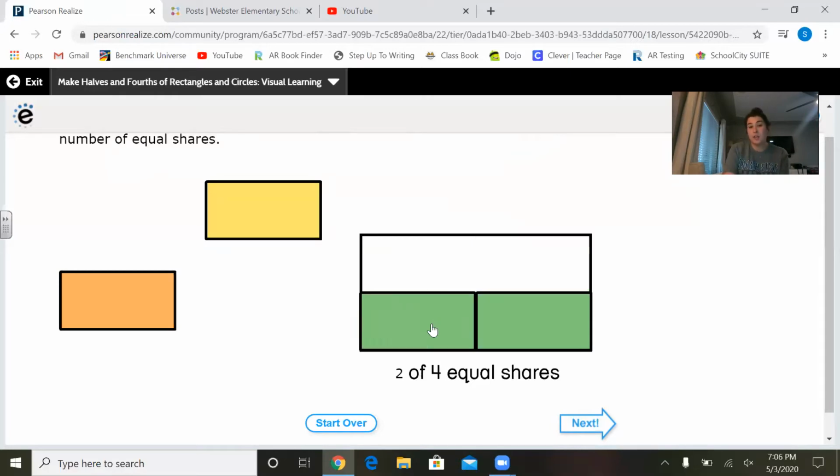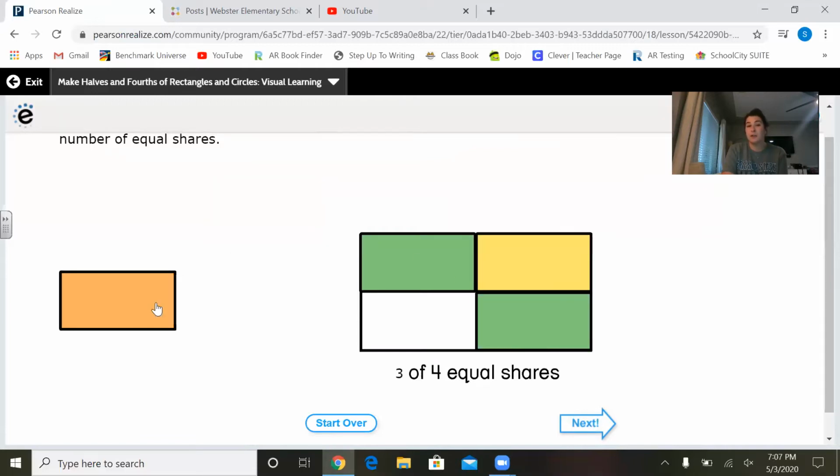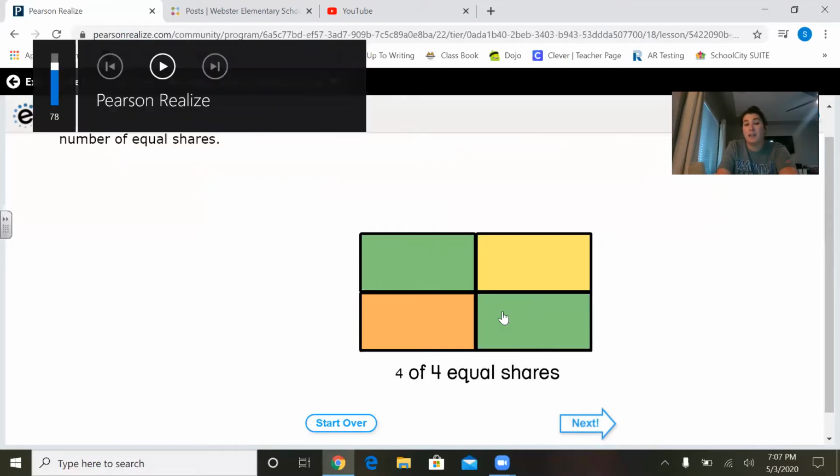or next to each other, or diagonal. It doesn't matter because they're both still green. I didn't change the amount of green that there was, I just changed where they were sitting. So no, it doesn't matter where they are. They could be anywhere, but there's 2 greens. There's 2 parts that are green. That means that half of it is green.